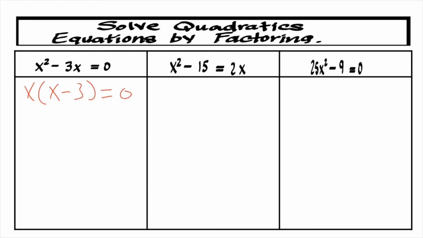Now, once I have everything in factored form, I need to solve for x. I said x is equal to 0. x minus 3 is equal to 0. So x is going to be 0. And the second equation, I solve for x, so x is positive 3.